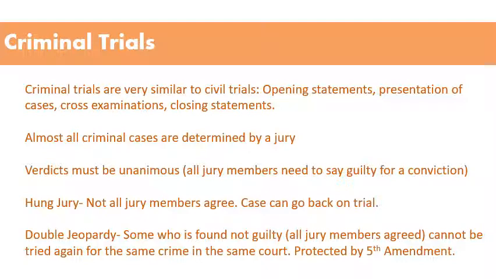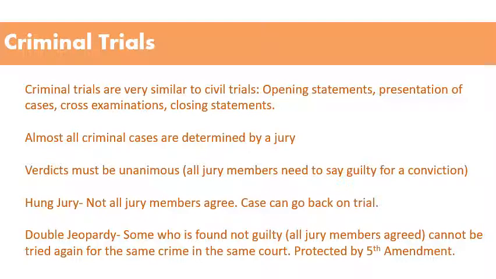The verdicts have to be unanimous. The verdict is the decision from the jury. All the jury members have to be in agreement that the person was guilty in order for there to be a conviction. If one person doesn't agree, it's called a hung jury. The jury members cannot get an agreement as to whether or not somebody committed the crime, so we call that a hung jury. When there's a hung jury, that means that the case can go back on trial. The government can regather evidence, and at a later date, they can try to put this person on trial again if they so choose.